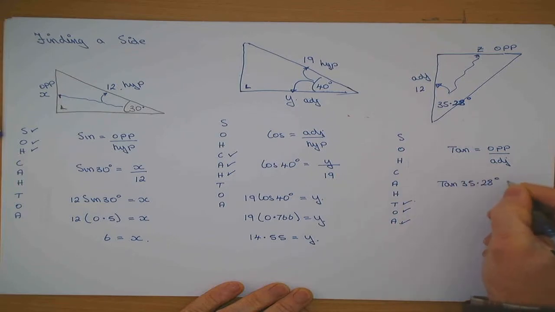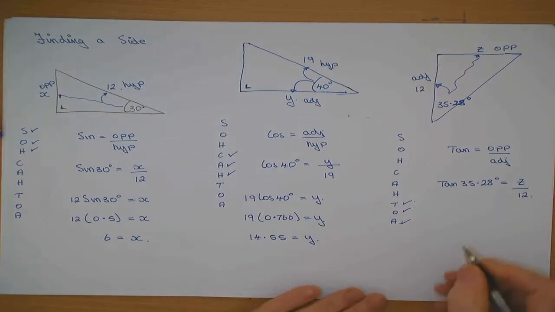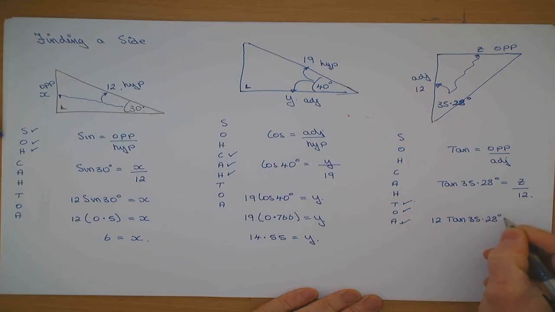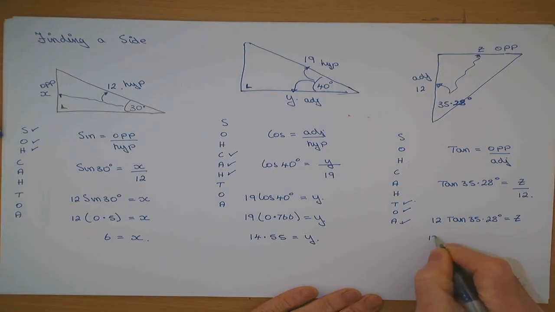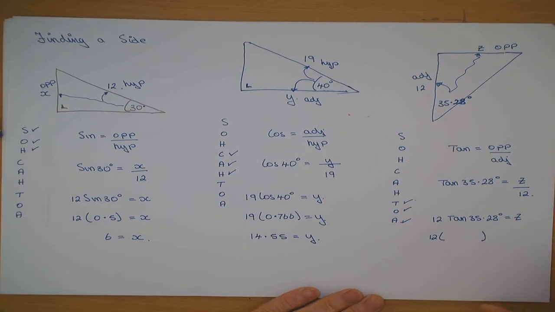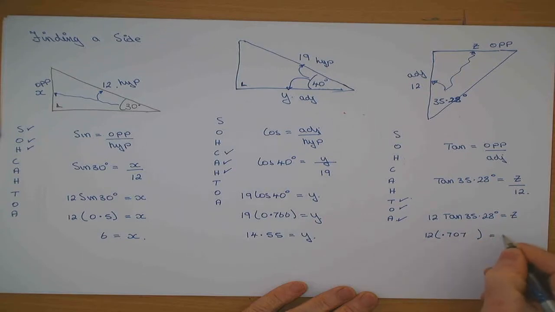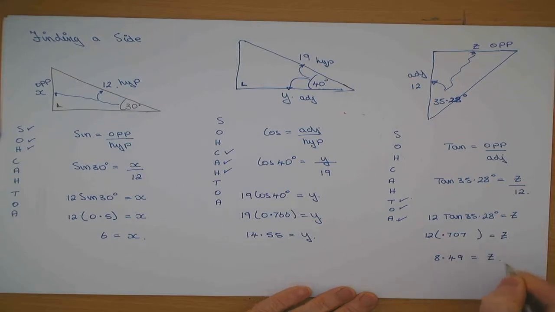35.28 degrees is equal to the opposite, Z, all over 12. 12 is a divisor, what will it become? 12 times the tan of 35.28 degrees is equal to Z. 12 times, what's the tan of 35.28? 0.7? And what's 12 times that? 8 point something is equal to Z.